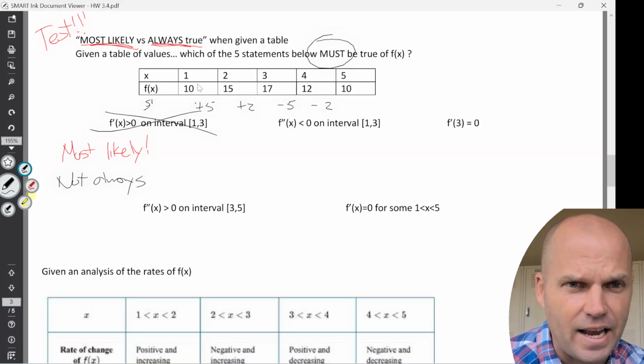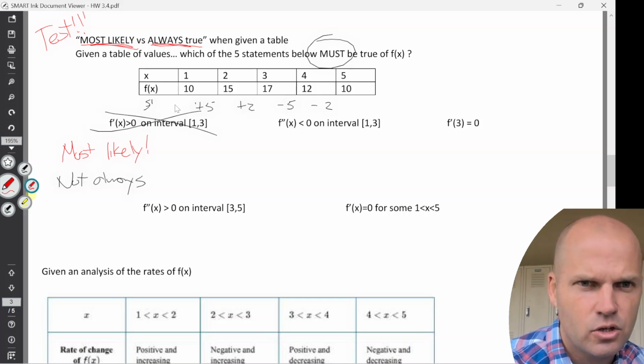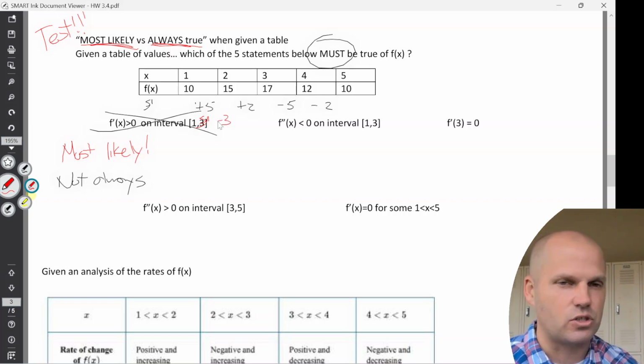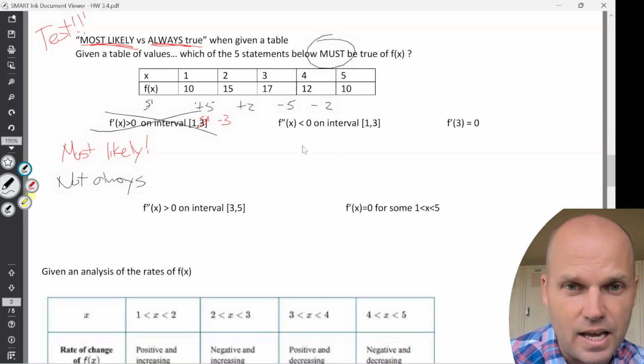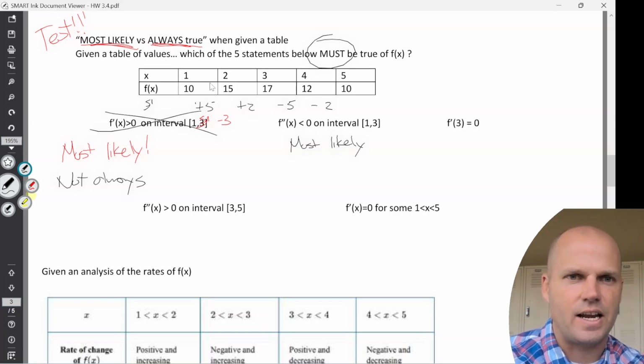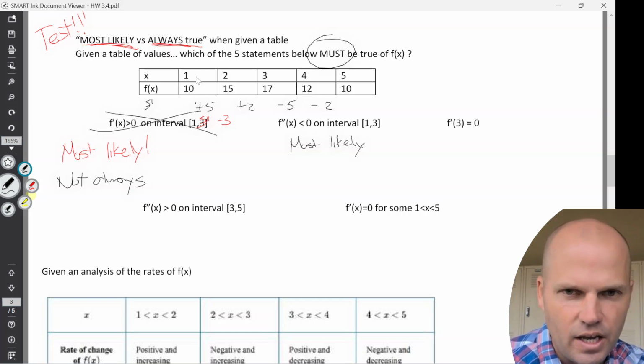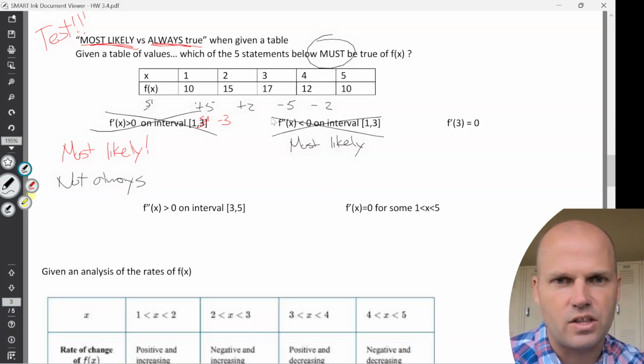Is the second derivative negative? Oh yeah, well it looks like my slopes are decreasing. It looks like the second derivative from plus 5 to plus 2 is minus 3. And you'd be like, yeah, well, don't say it's definitely true. Because again, I could just plug another point in. And all of a sudden, it's not always true. So we say this is false.